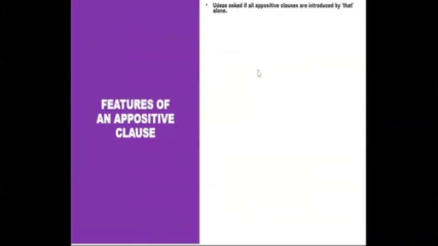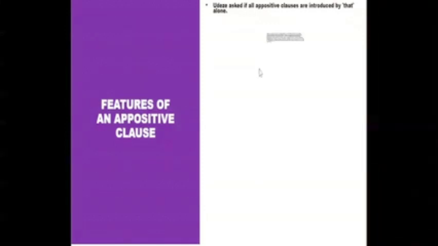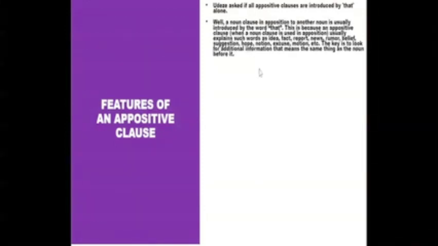Now this brings us to features of an appositive clause. Udeze asked if all the appositive clauses are introduced by that alone. Of course, as we have seen in the examples, all the appositive clauses begin with that. Well, a noun clause in apposition to another noun is usually introduced by the word that.